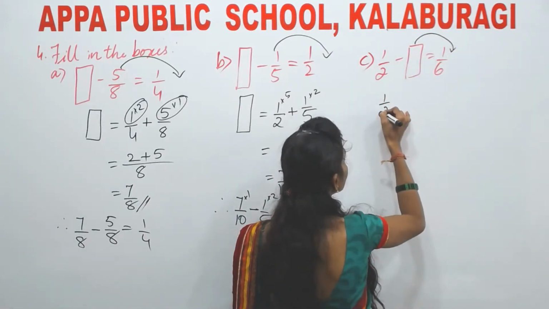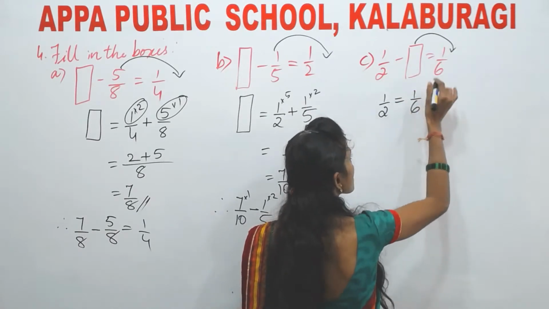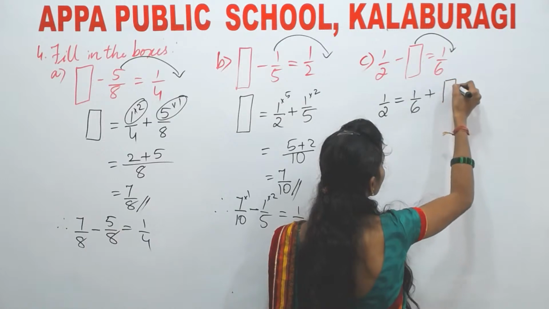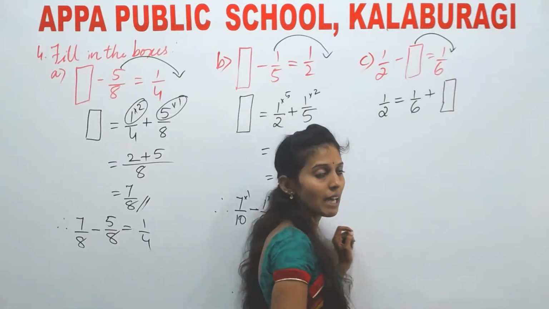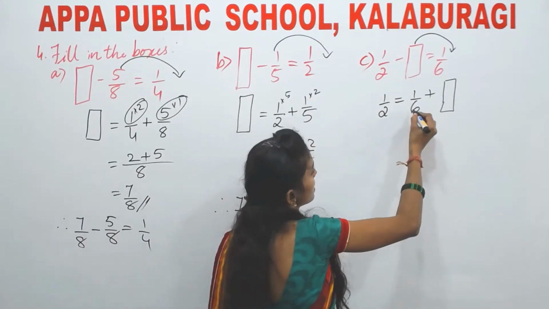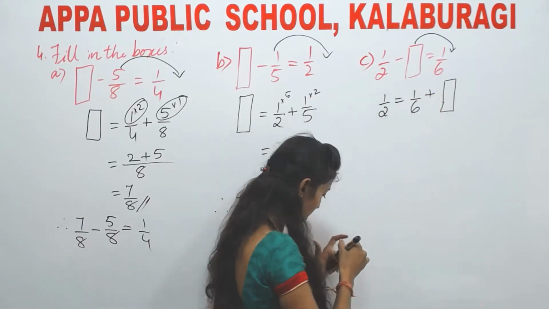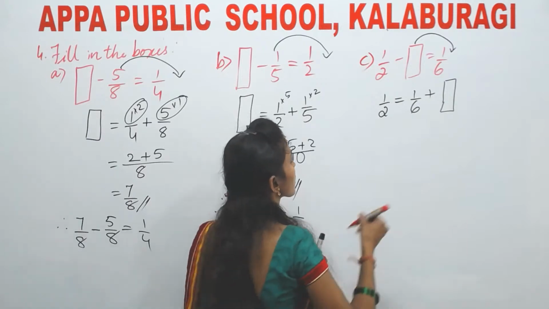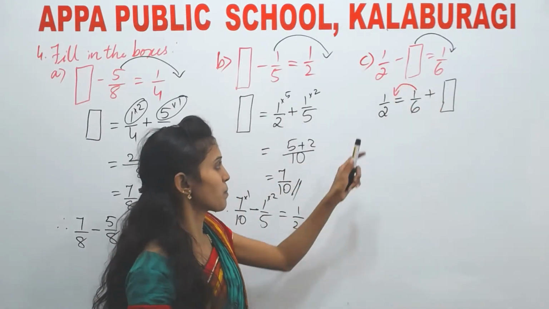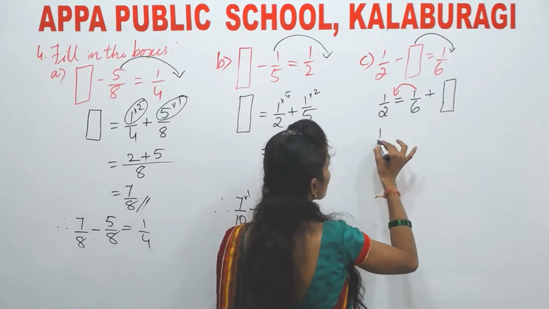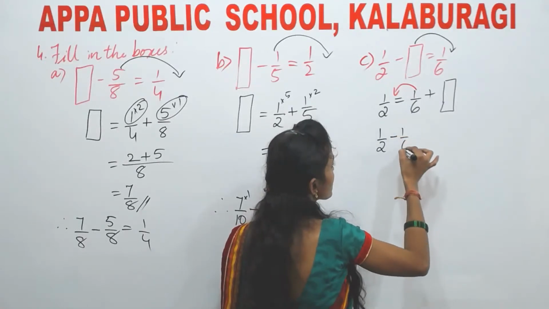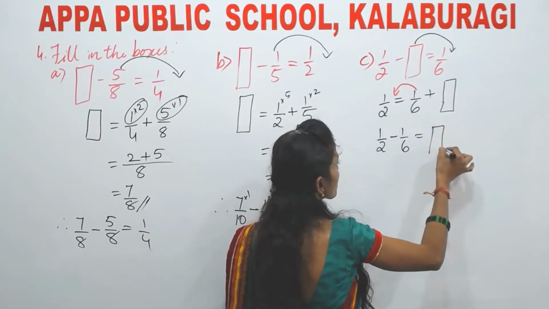So we'll get 1 by 2 equals 1 by 6 plus box. We are not going to change it. Now I want only the box, not plus this. So transpose this. Half stays plus only. We are not going to change it. This plus 1 by 6 will be minus 1 by 6 equals the box value.